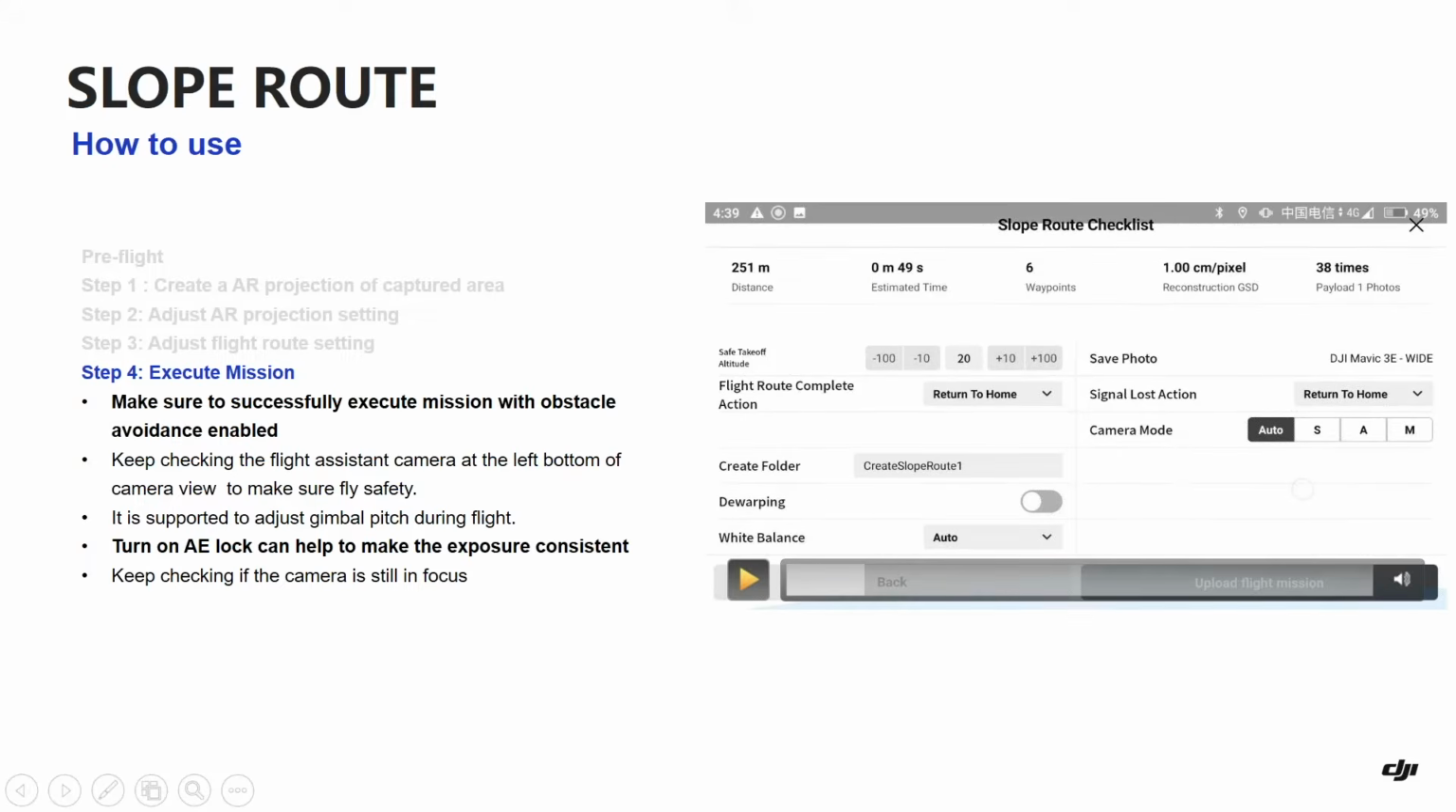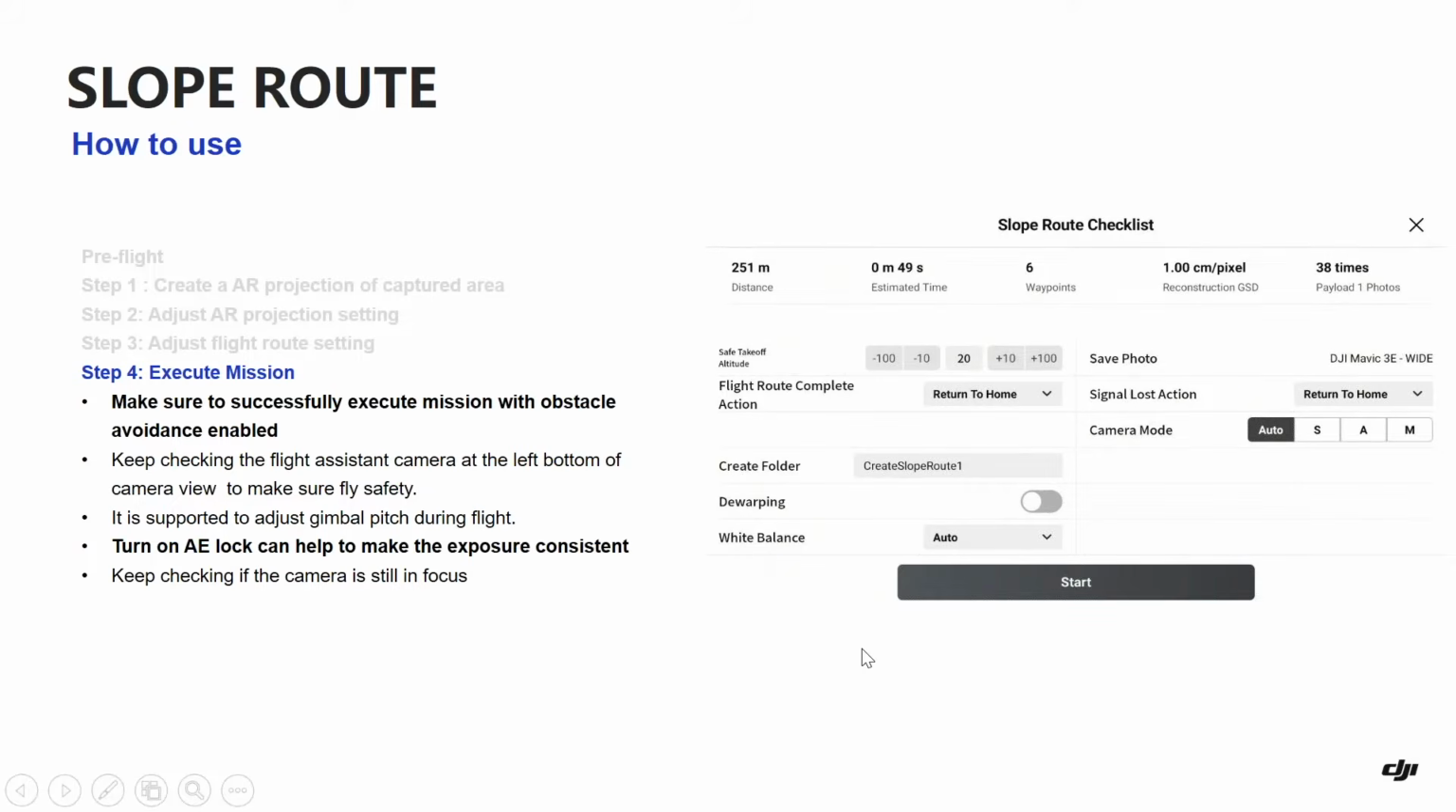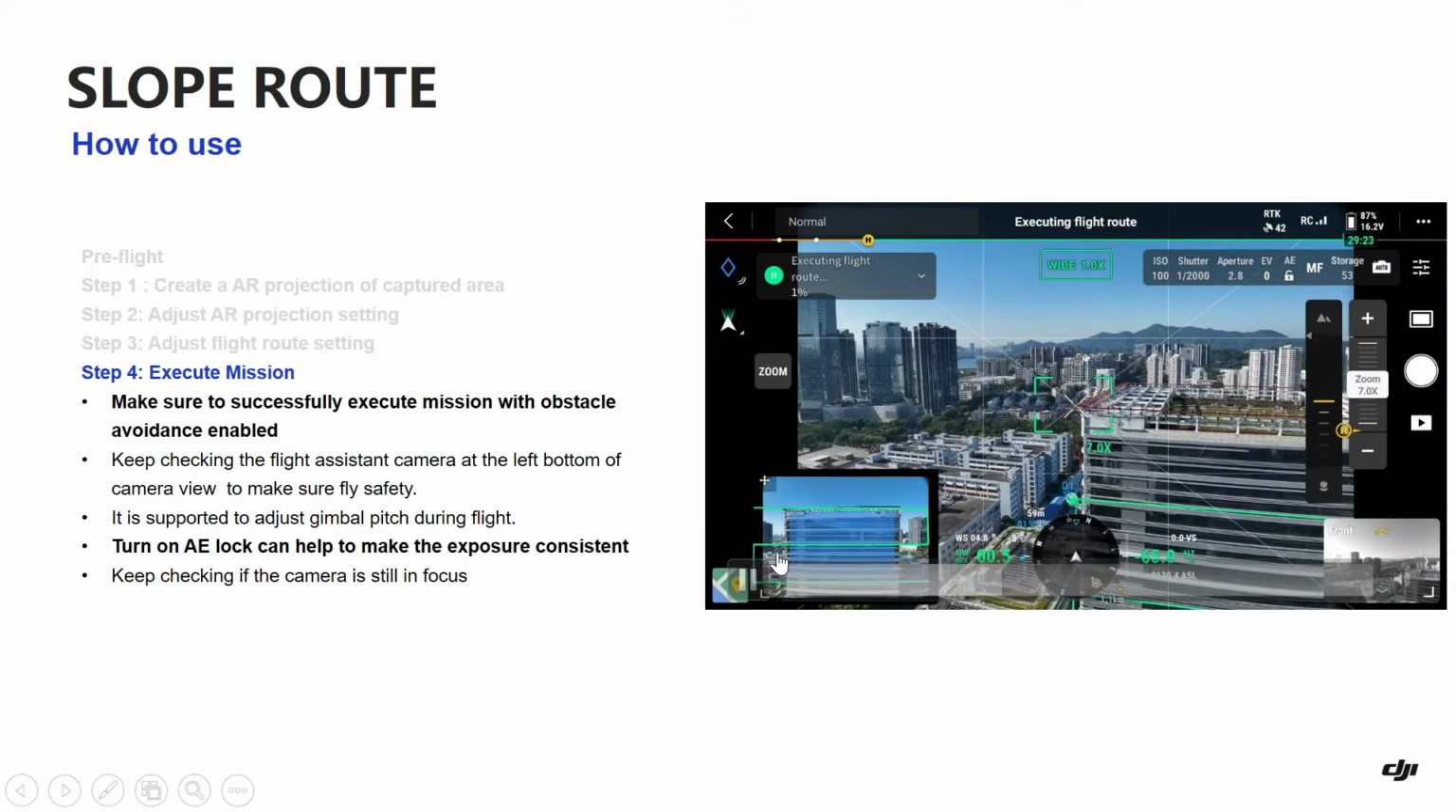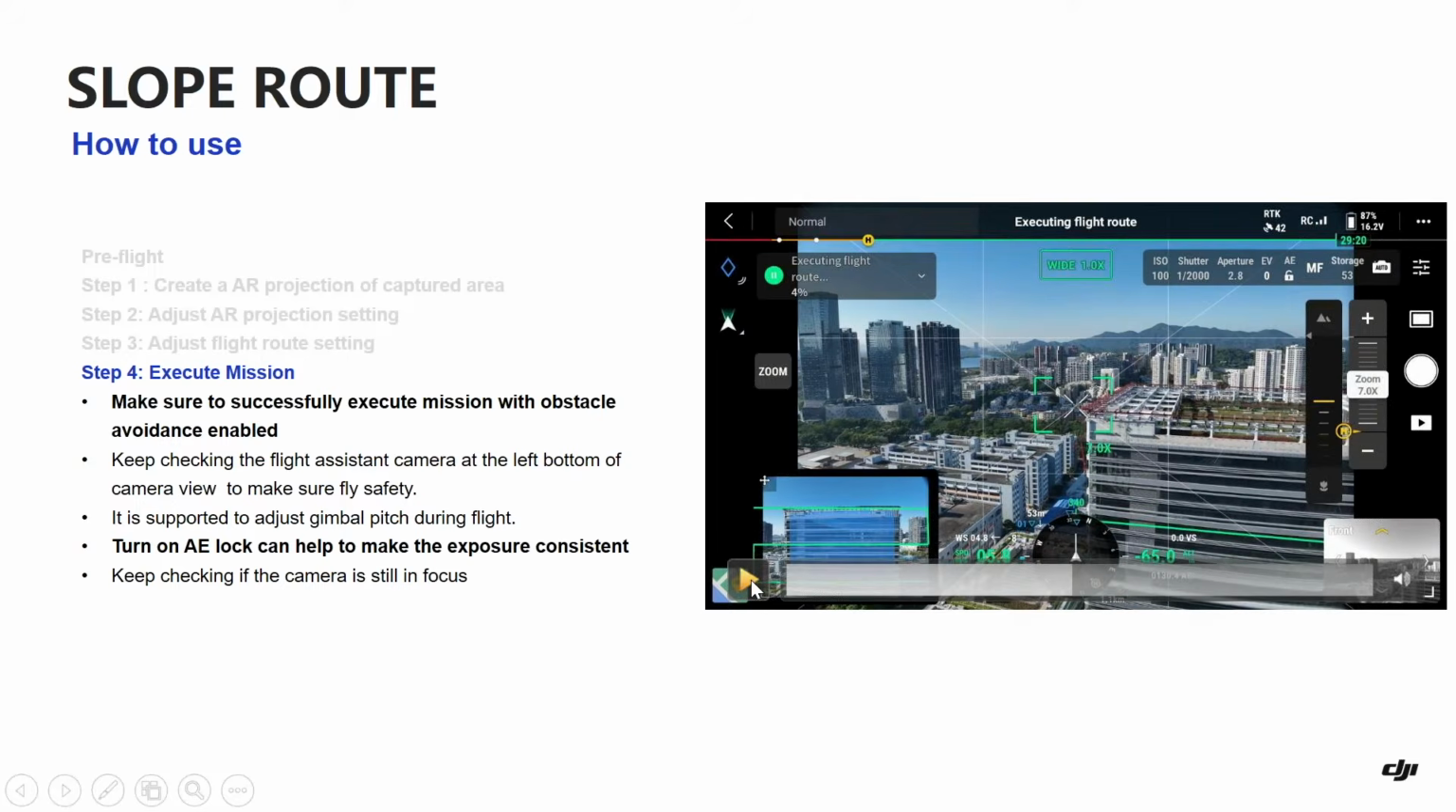At this point, we can go ahead and just execute the mission. You're setting in your camera parameters, going through the pre-flight checks, and you're going to see the drone go to the first waypoint and start capturing imagery. You also want to keep checking on that flight assistant camera at the bottom left to make sure that you're having flight safety. So you're going to be watching the drone moving across the waypoints on that wide photo that you took earlier.